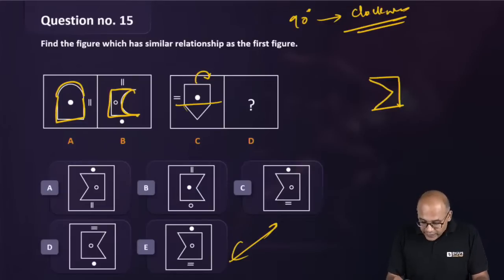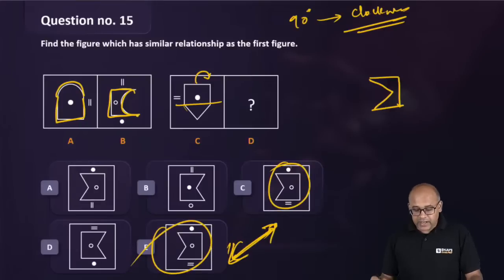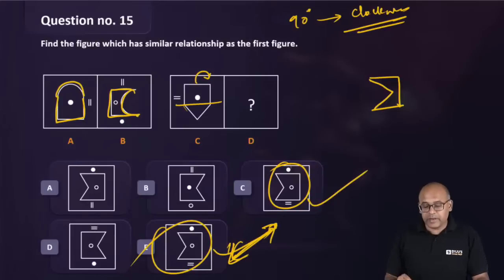So this figure, in fact I think there is a small mess up in this. Both of them here are correct. E and C, both of them are correct. Okay, but this is the correct answer. Both of them are correct here, but that's fine.